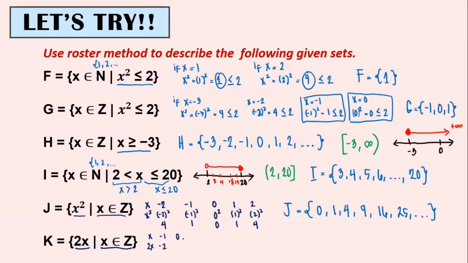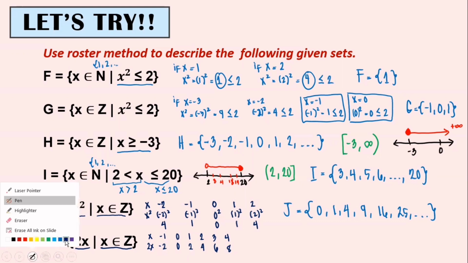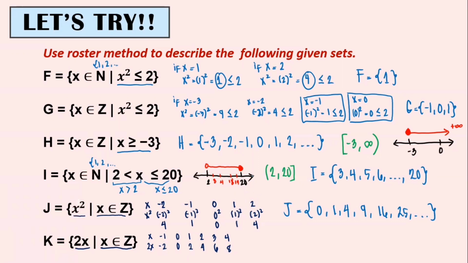For example, 0. 0 times 2, so we have 0. Or positive 1. 1 times 2, positive 2. Or 2. 2 times 2 is 4. Kapag 3, 3 times 2 is 6. Pag 4, 4 times 2 is 8. So anong nakita natin dyan? Ito ay mga even integers. Set of all even integers.